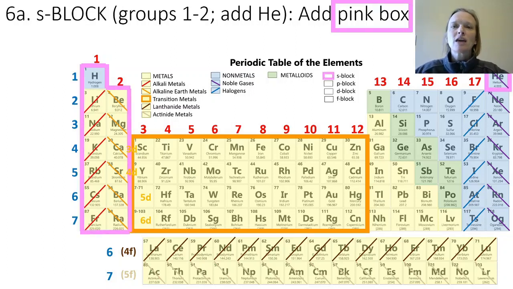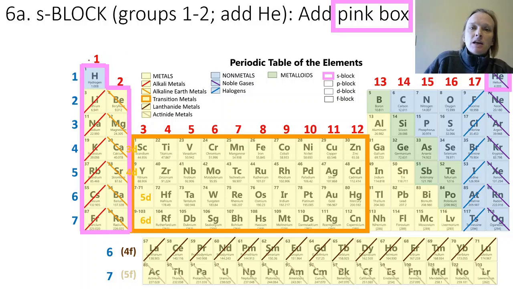Now we're going to start talking about different blocks on the periodic table. We'll talk about the meaning of these blocks in class. Right now I just want you to have the regions labeled on your periodic table because it will make discussing them in class easier.